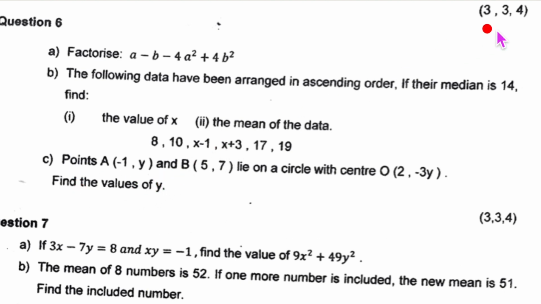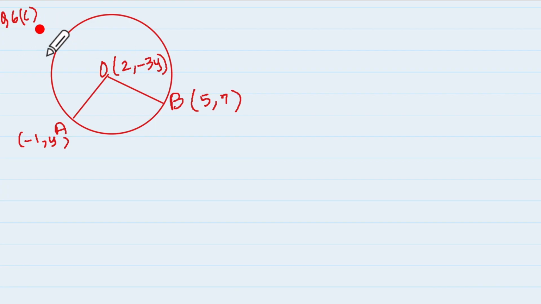6C, this is for 4 marks. As you can see, this is 3, 3 and 4. A and B are lying on the circle with center O, which is given as this. Find the value of y. Okay, now for a question like this, always draw the diagram. So I'll just draw the diagram, and A and B, I'm just going to make them lie on the circumference. Okay, question 6C, I have drawn the diagram. A and B are lying on the circle, and O has been given as this, and A this, and B this, and they are asking us to find the value of y.